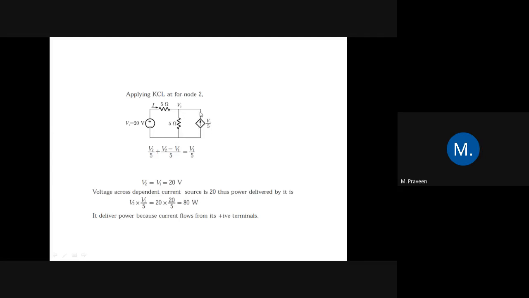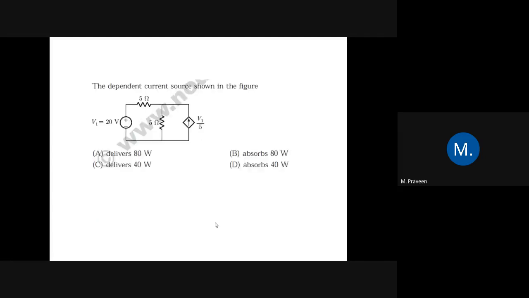So if you want to find the power delivered, it is nothing but the multiplication of V2 into V1 by 5. V2 value is already found as 20. So 20 into V1 by 5, where V1 is 20. Therefore, 20 into 20 by 5, which is equal to 80 watts. So now we got the value as 80 watts.